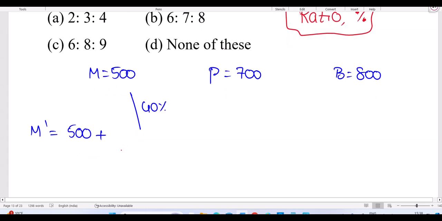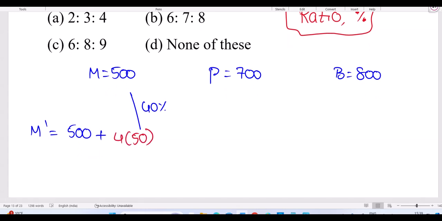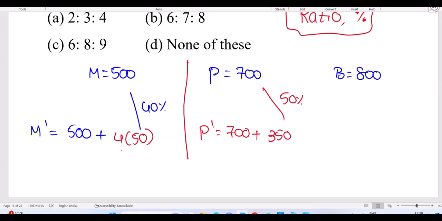Now for 500, what is 10%? 50. 40% means 4 into 50. 30% is 3 into 50, like that. Okay, now fine. Now P increased by how much? 50% means half. Everybody knows that. What is half of 700? 350. Now focus. Everybody focus here.